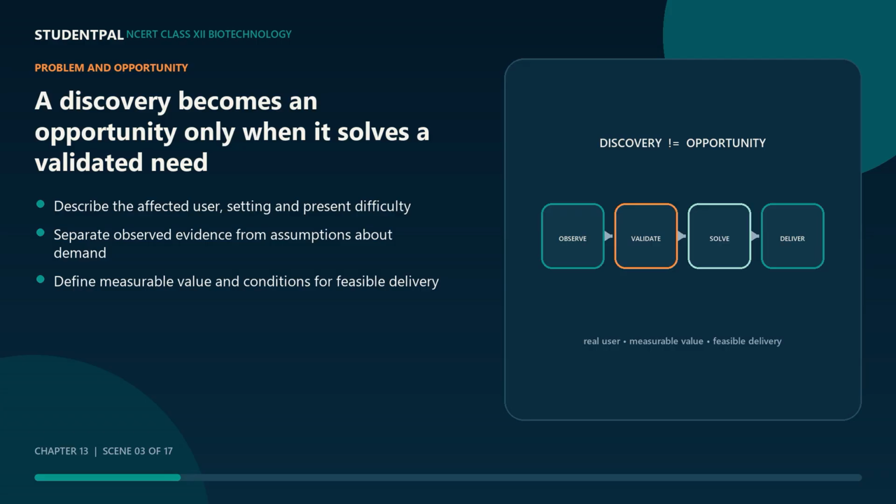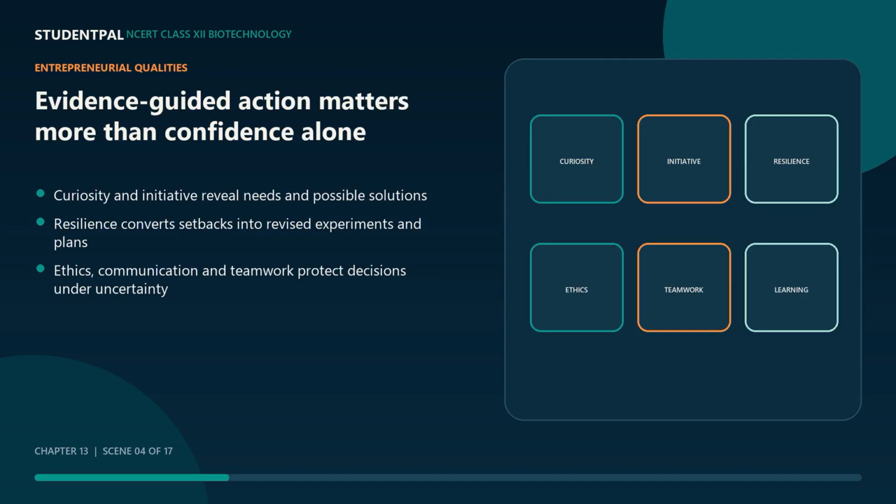A useful opportunity statement links a specific user problem, proposed biological solution, measurable benefit, evidence already available, critical assumption, and next validation step. Entrepreneurial qualities are behaviors used to make decisions under uncertainty. Curiosity asks why a problem persists and which assumption should be tested.